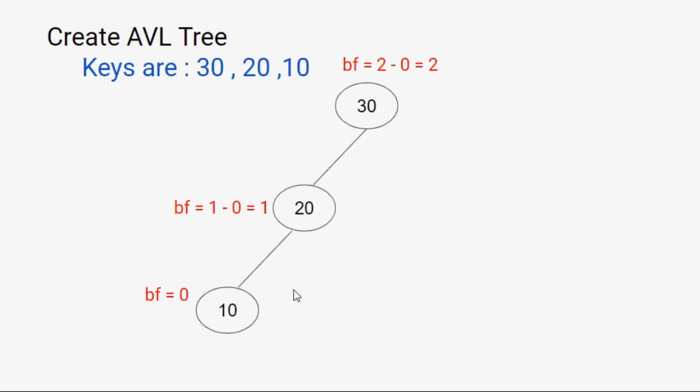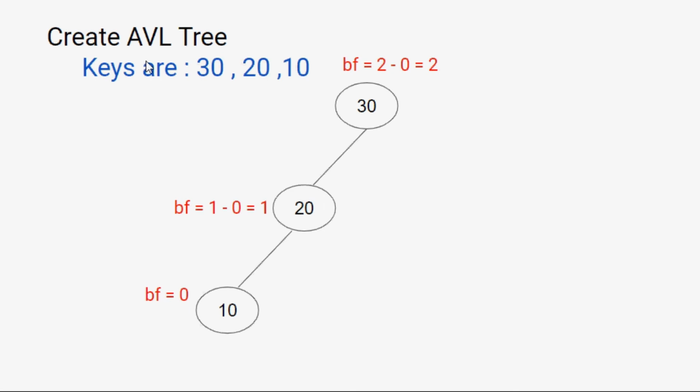Now, where is the problem? Here is the problem. The balance factor is 2. It should not be 2. The balance factor can be -1, 0 or 1. It cannot have any other value apart from those. So this is not an AVL tree, but we are supposed to create an AVL tree. We have been given these keys, and out of these keys you need to create an AVL tree.